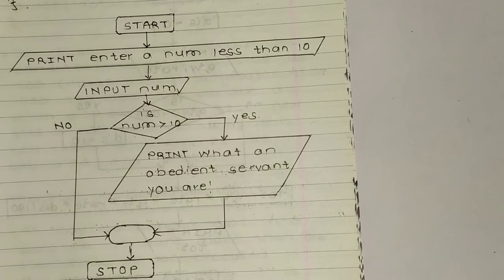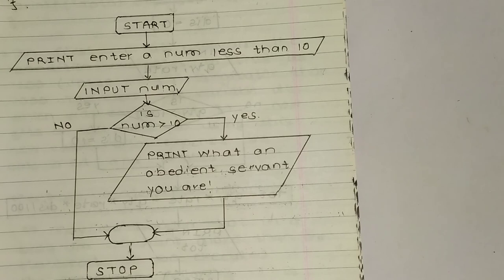So after starting, we are printing "Enter a number less than 10". Then we are giving input of that number. That means we are receiving input of that number. Now, is the number less than 10 or greater than 10? So we are comparing that number with the integer 10.